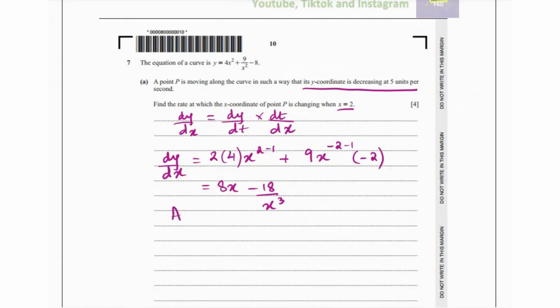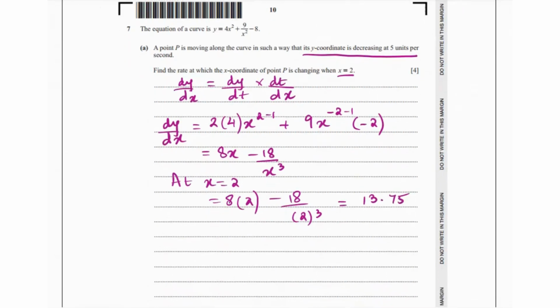Then you find the value of dy by dx at x equals 2. So 8 times 2 minus 18 over 2 cubed, and that gives us 13.75. So dy by dx equals dy by dt times dt over dx. Since it's decreasing at 5 units per second, that means dy by dt is going to be negative 5. So 13.75 equals negative 5 times dt over dx.